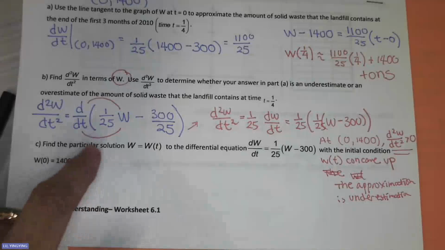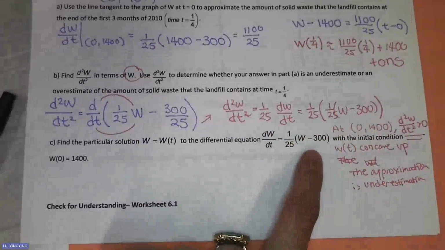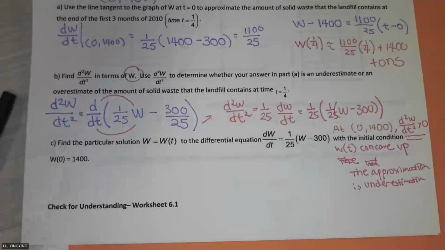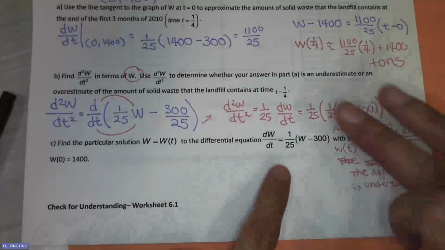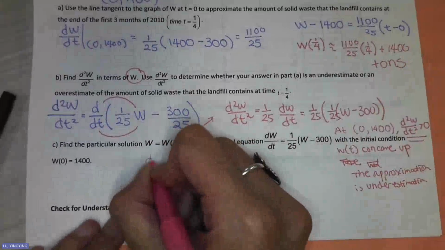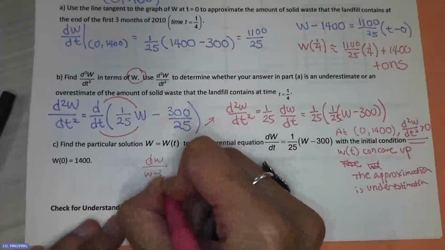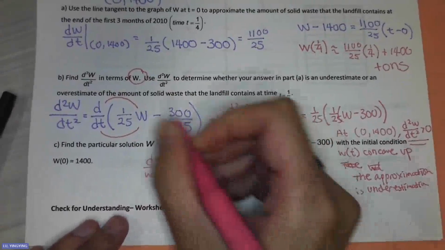All right. The last question, I'm just going to stop at the point where you know how to integrate, and then we're done. Find a particular solution W(t) of the differential equation. How do we separate this legally? How do we separate this? Divide by W minus 300 only. Do not divide it by 1/25, right? So let me just stop here because I trust all of you know how to do integration, because this is such an easy one.